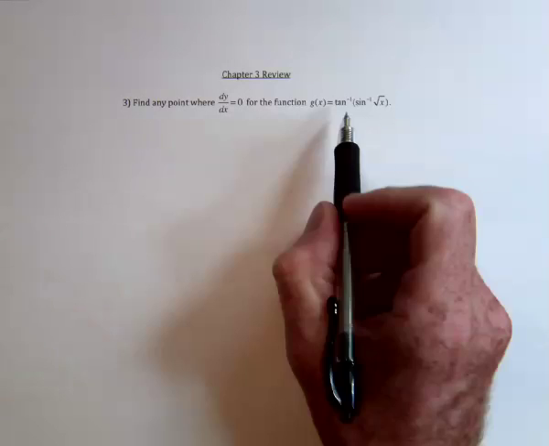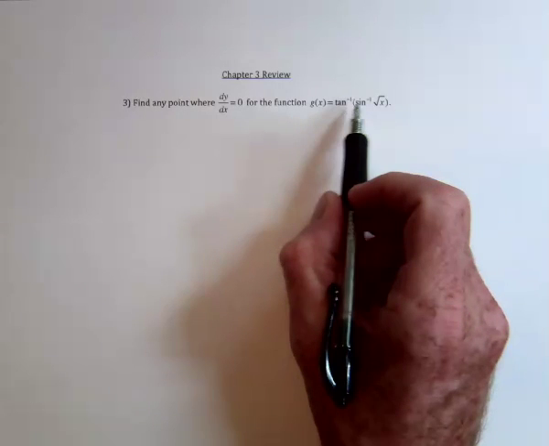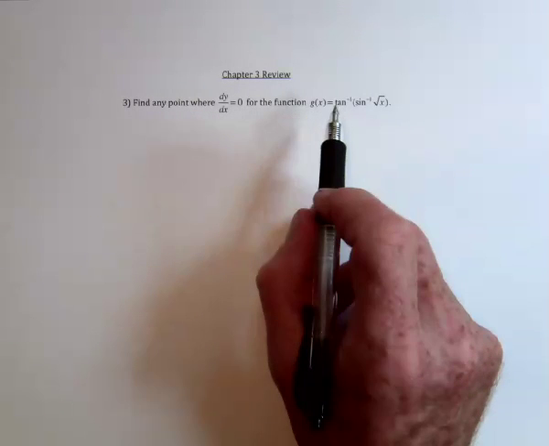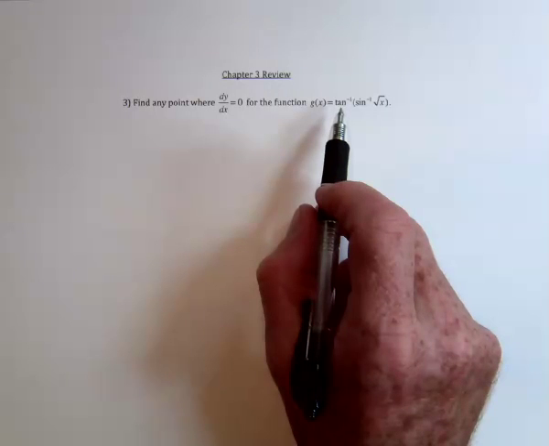Well, this problem looks like a nice challenge. It's got the tangent inverse and the sine inverse and square root of x. So take the derivative of all of that. The tangent inverse is the outermost function, so take the derivative of tangent inverse.